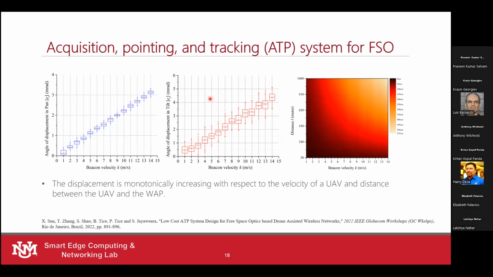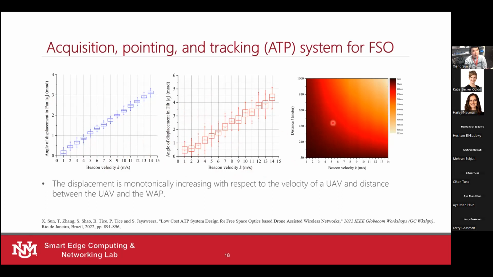To avoid the performance uncertainty during the acceleration period, we measure the angle of the displacement when the beacon is at constant speed. The first two figures are the box plots of the angle of displacement in the pan and tilt directions respectively under the constant speed. We can see here that the x-axis represents the speed, and the y-axis represents the pan and tilt displacement. The results also demonstrate that the angle of the displacement increases as the beacon velocity increases.